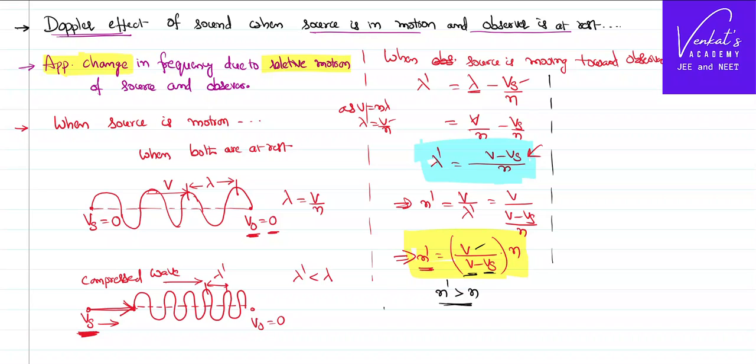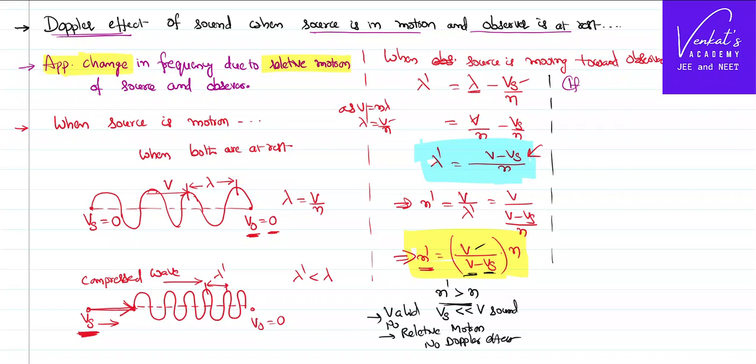Be careful that the Doppler effect is valid only when the velocity of the source is much less than the velocity of sound. That's one thing. And there shall be a relative motion. If there is no relative motion, there is no change in the frequency. No relative motion, no Doppler effect. That's one case. Let's talk about another case.